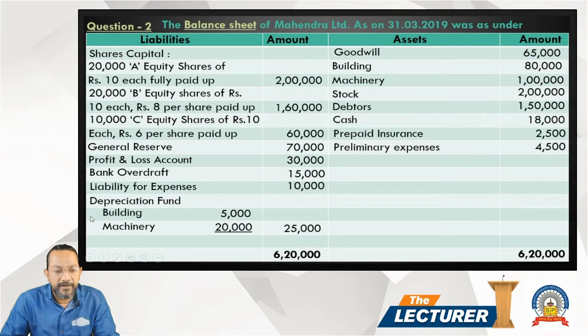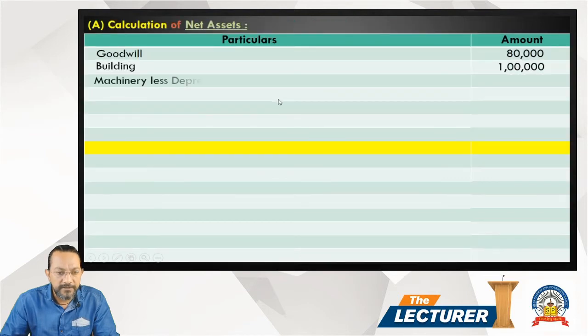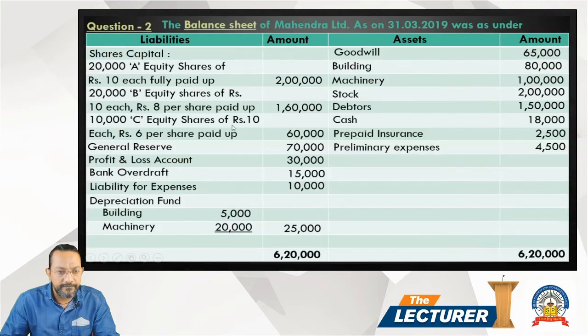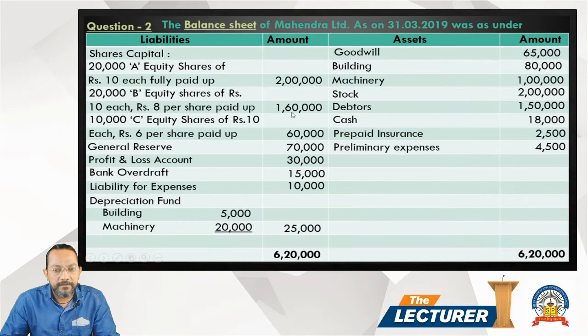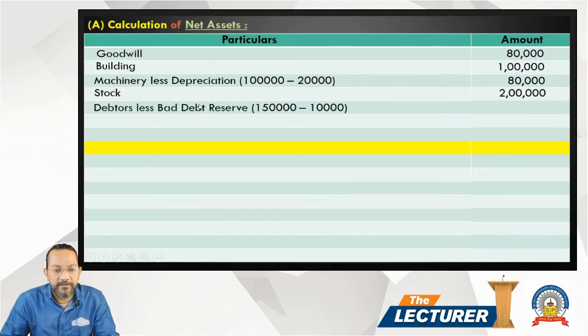Machinery 1 lakh and less accumulated depreciation 20. So machinery less depreciation, 1 lakh minus 20, comes to 80,000. Then stock 2 lakh, then debtor 150. So debtor less provision for bad debt reserve is 150 minus 10,000, it comes to 1,40,000.